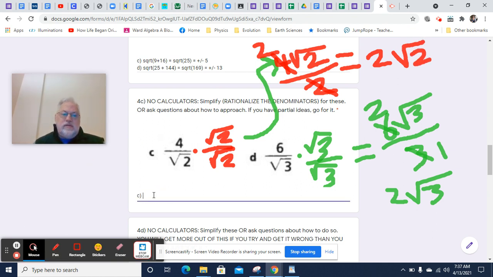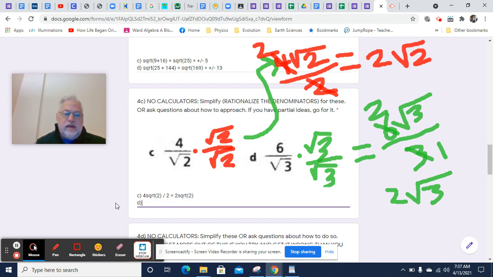So C, we ended up with 4 square root of 2 all over 2, and we can reduce that to 2 square root of 2. D, we're going to end up with 6 square root of 3 all over 3. And we can reduce that to 3 square root of 3. And we're done with that.